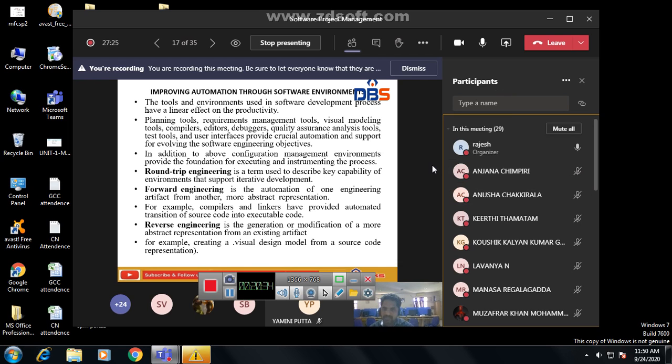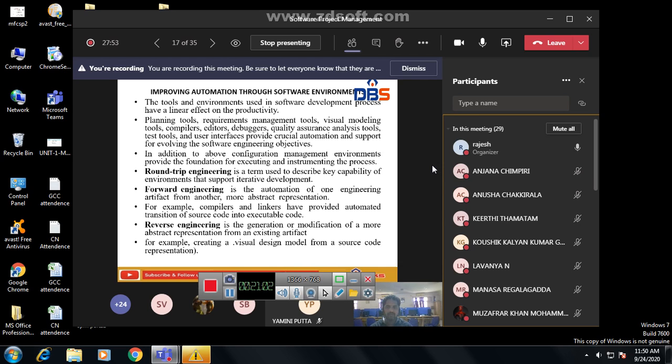The first one is round trip engineering, forward engineering, reverse engineering. Already you have to study these three in software engineering. So what is round trip engineering, what is forward, and what is reverse. See, round trip engineering is a term used to describe the key capability of environments that support iterative development. And what is forward engineering?